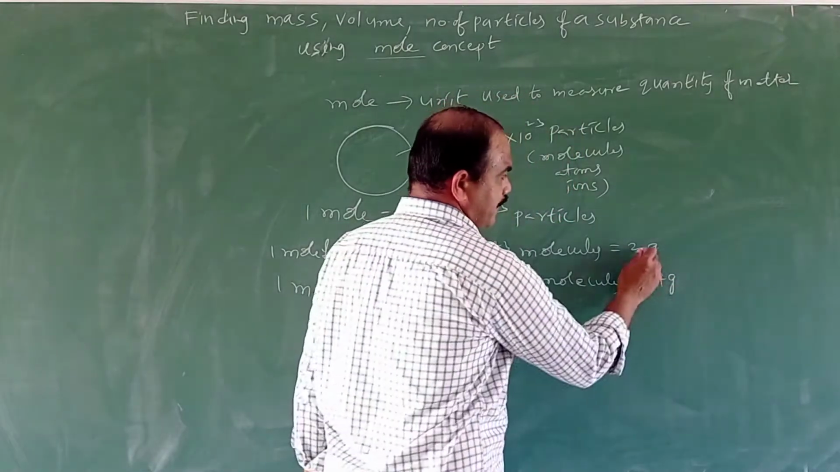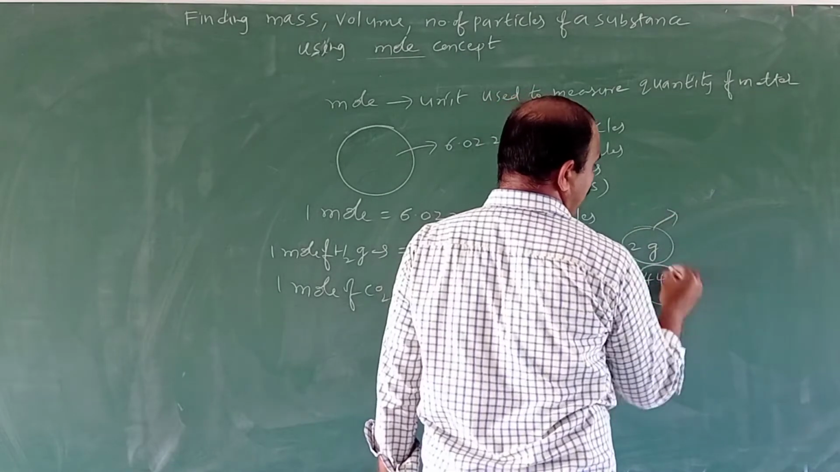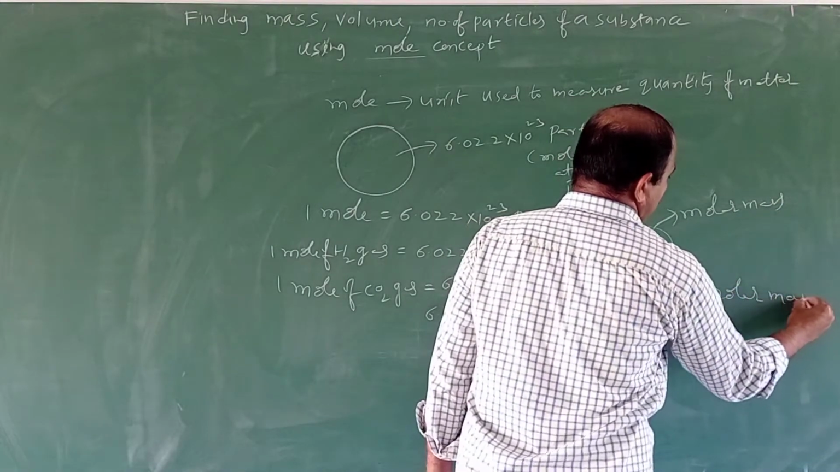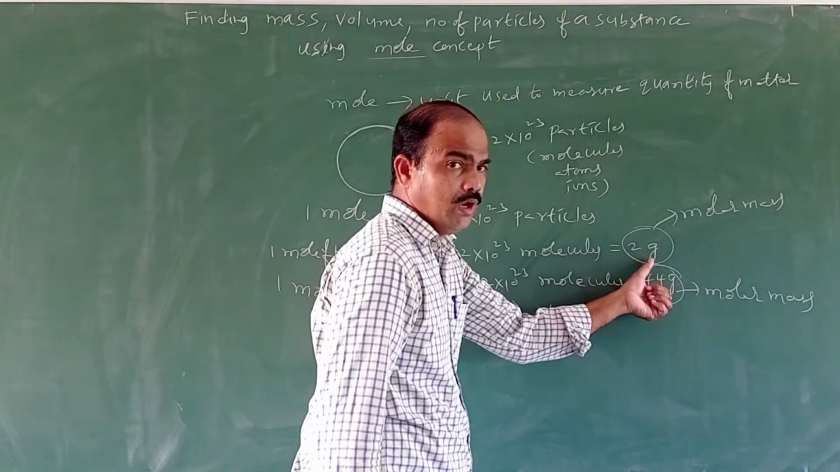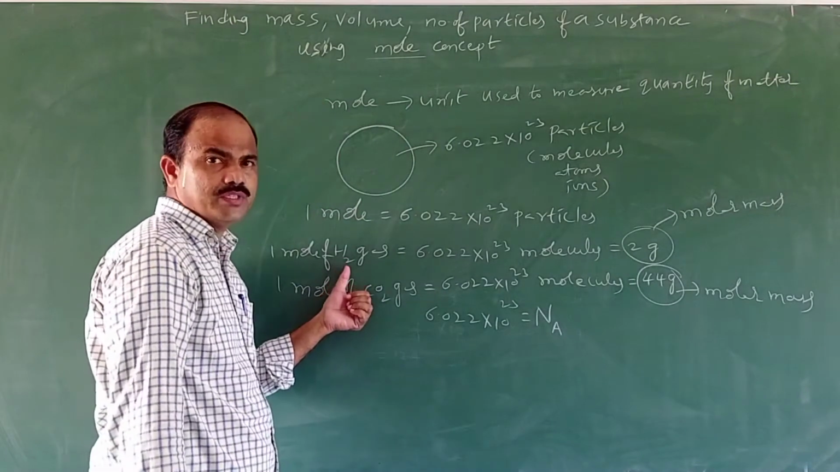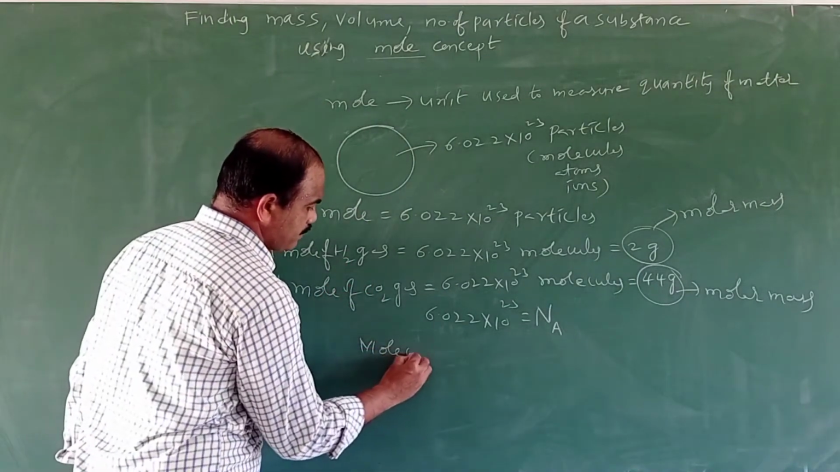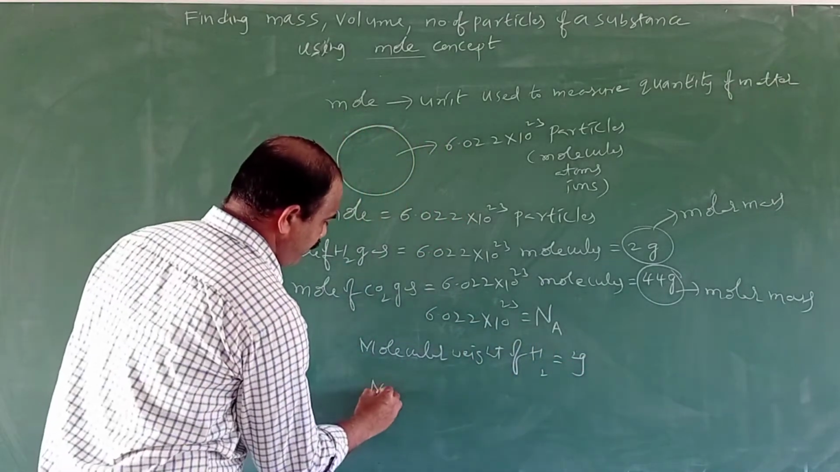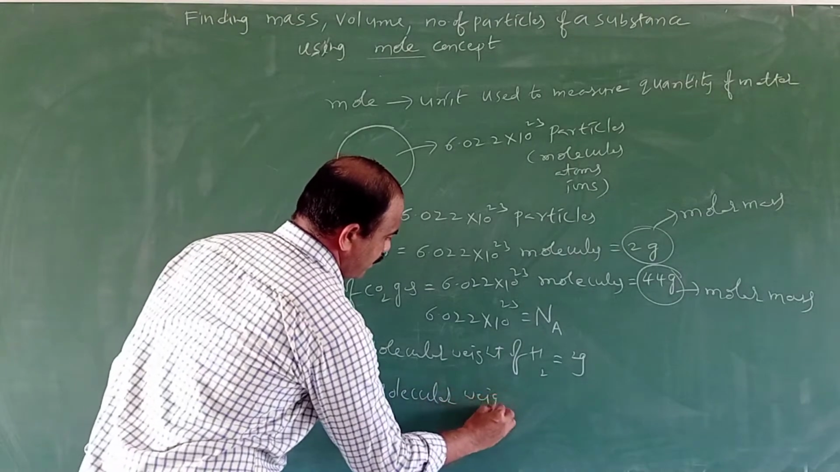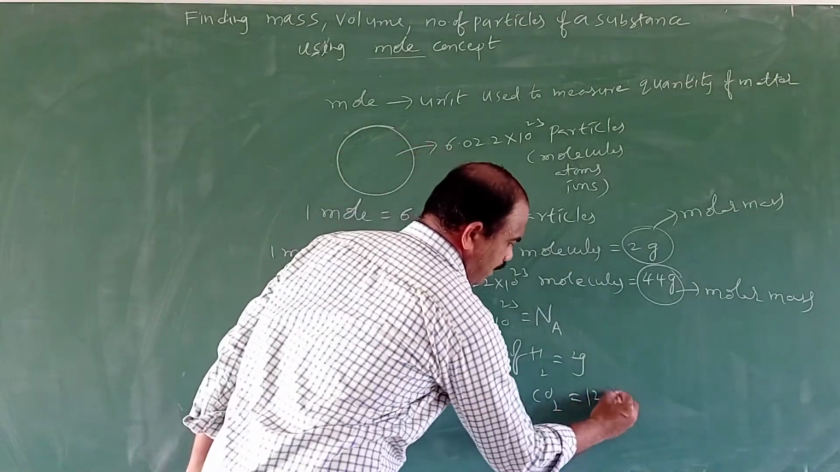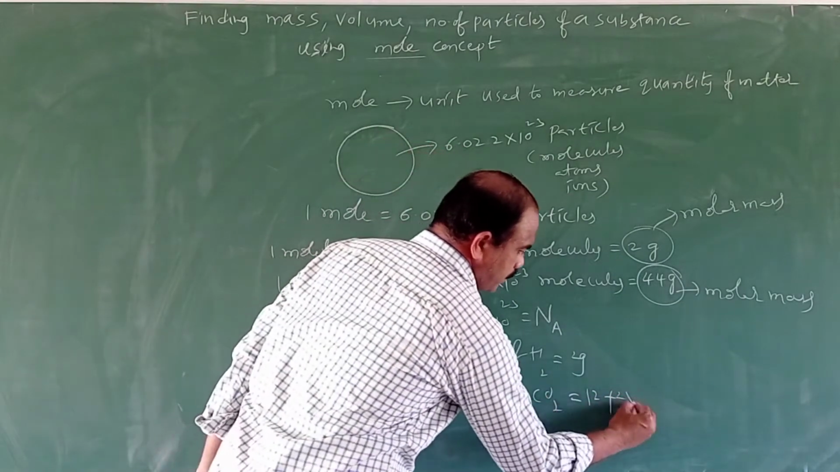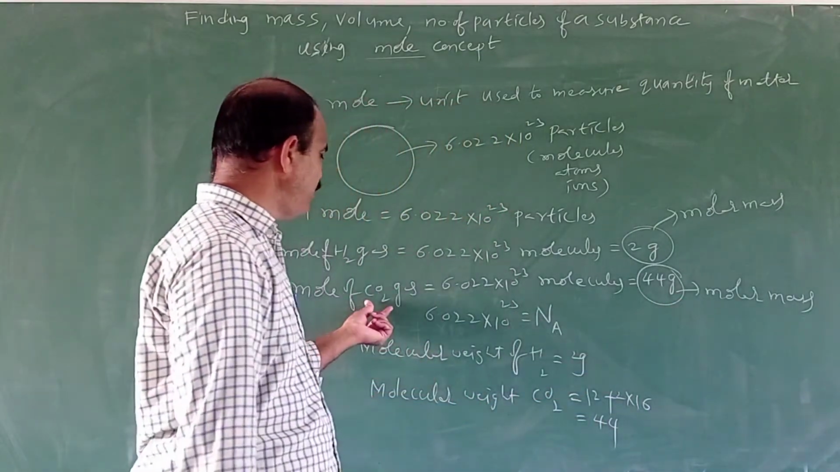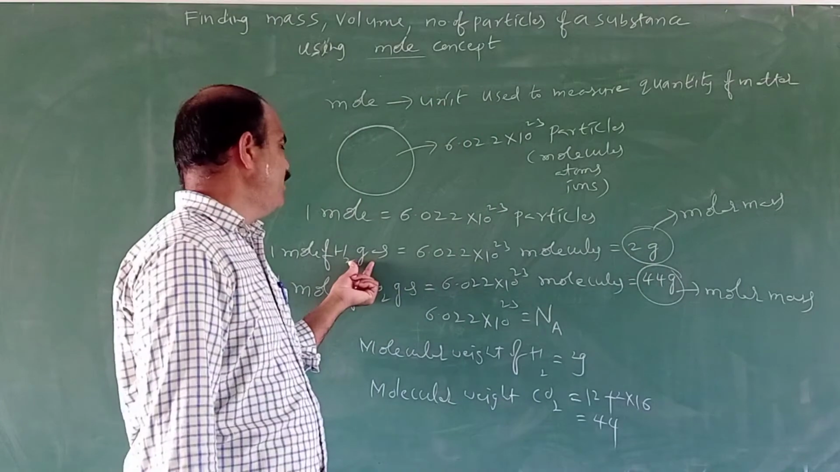That's why this mass is called the molar mass. The molar mass of hydrogen gas is its molecular weight, which is 2 grams. In the same way, for the molecular weight of carbon dioxide, carbon is 12 and oxygen has 2 atoms, so 2 × 16 is 32. 32 plus 12 is 44. So this 44 grams is the molecular weight of carbon dioxide, and this 2 grams is the molecular weight of hydrogen gas.